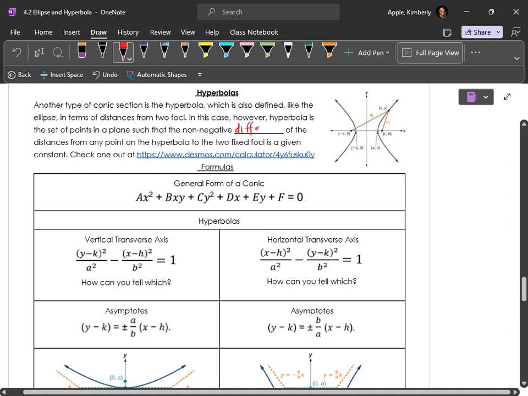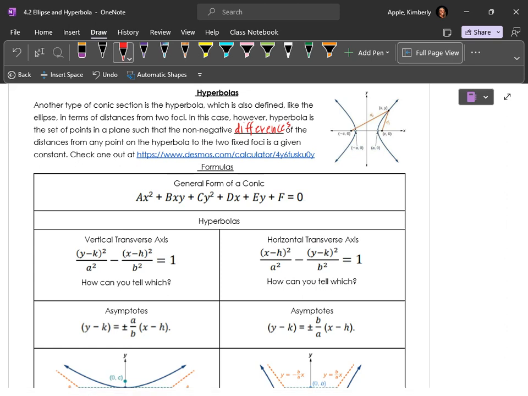differences, not the sum of the distances, but the difference of the distances. That is a tongue twister. Difference of the distances. So we will not delve too deeply into that because it's a lot more difficult to conceptualize, but you can see the two orange pieces in that small graph are distance 1 and 2, and so the difference between those has to stay constant.